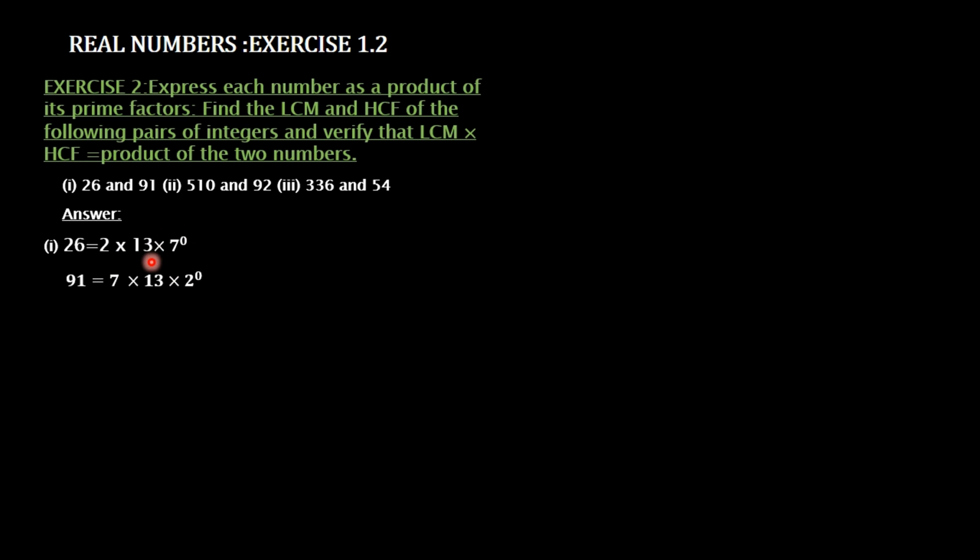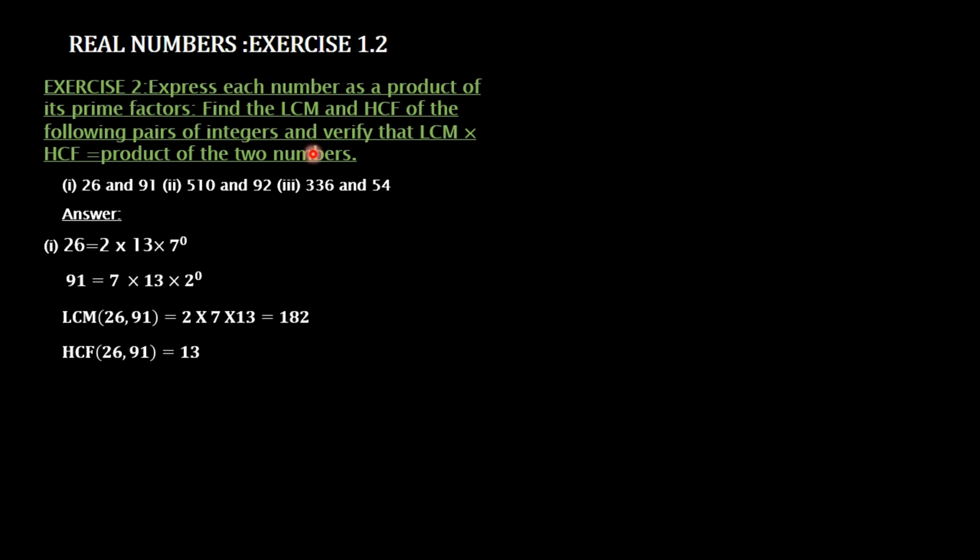What about LCM? Here we have 2 as the highest power, 13 having the highest power, since both powers are equal, and 7. Then what is our LCM? 2 into 7 into 13, which is equal to 182. That is 91 into 2, 182. Then what about HCF? We have to take the least among those. That is 2 raised to 0 into 7 raised to 0 into 13. Then 2 raised to 0 and 7 raised to 0 is 1. So we are taking here 13.